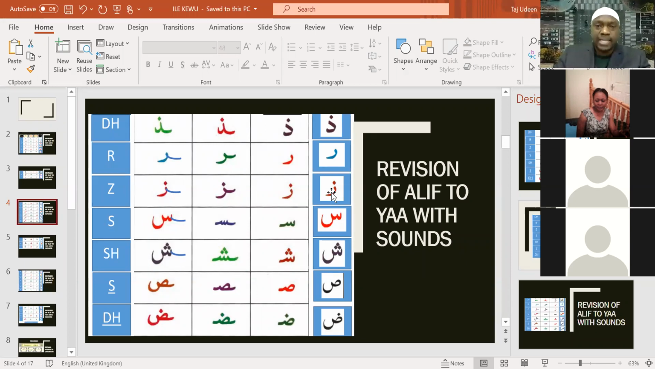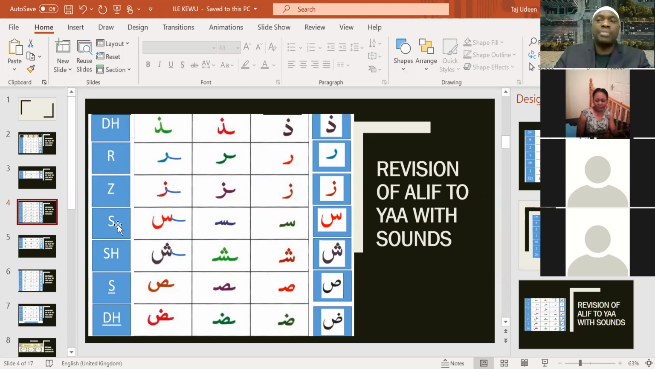Zain is the next letter, which is family of Ra. Zain sounds Z, zebra, zip, Zain. Zain is different from Zal. Zal, Zain. Then Sin, and Sin sounds like this.